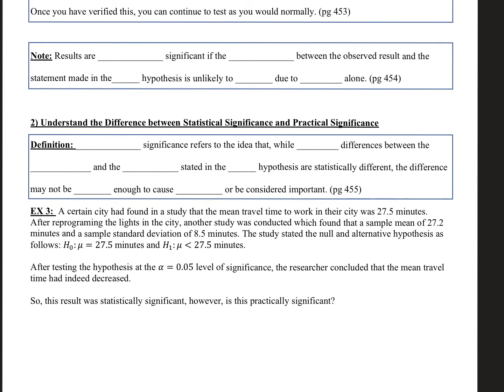Okay, so the results are statistically significant if the difference between the observed results and the statement made in the null hypothesis is unlikely to occur due to chance alone. Let me fix the spelling of occur there. Okay, so translating this, basically it's saying if we found out that the chance of seeing what we saw, the probability we saw, is a super low chance, then more than likely the null hypothesis is unlikely.